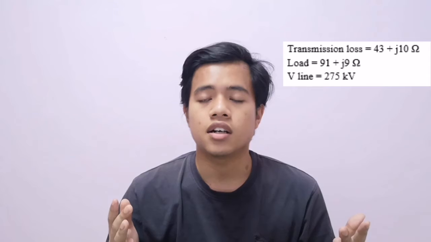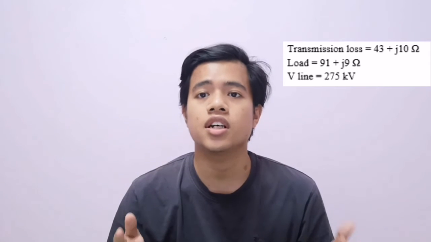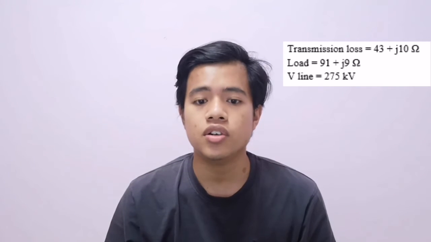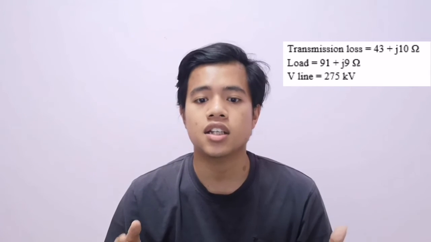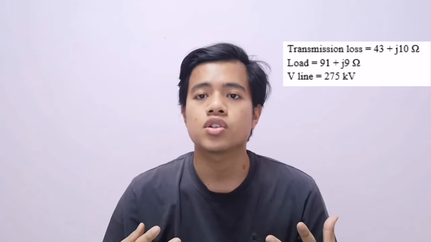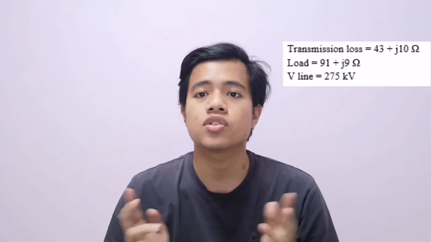Go to the circuit diagram of the project. So I will tell the values that were given to me. The V line, voltage line, for this simulation is 275 kilovolts. The transmission loss value is 43 plus j10 ohms, and the value for the load is 91 plus j9 ohms. So these values are given to me to use in this project. So we go to the circuit diagram.